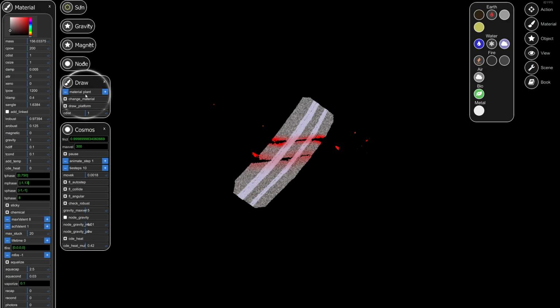That's on you. The plant, this is for the penetrator. cpow 800, mass 47, a little bit lower mass, higher cpow. lpow, much higher, 12,000. S angle, 16,000. This one is not linked. T phase, 1,000, turning into sand. So that's how the penetrator works.